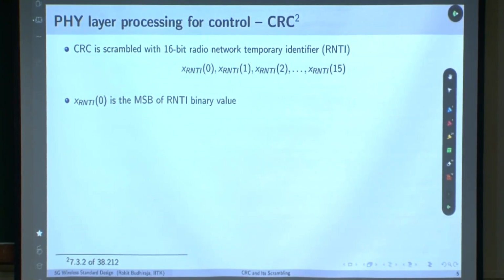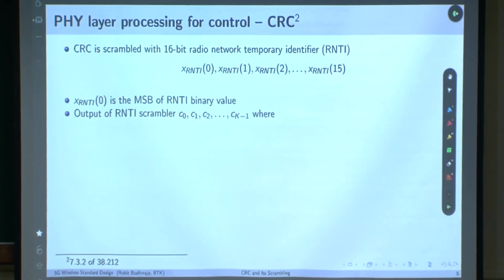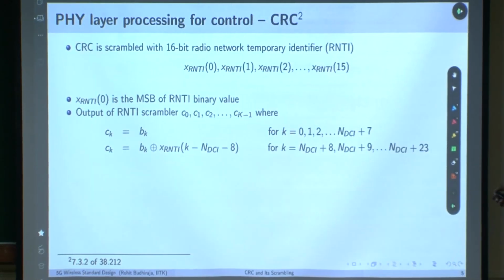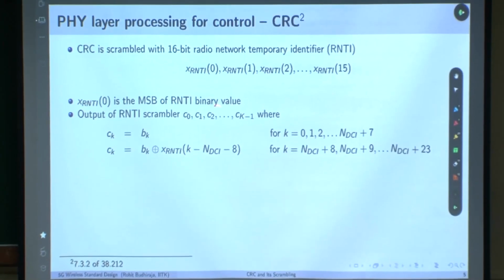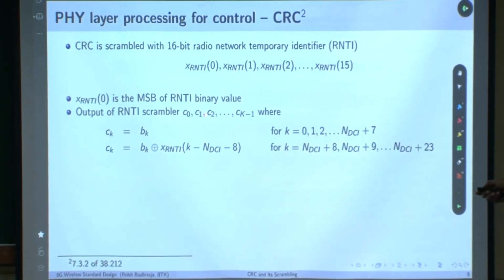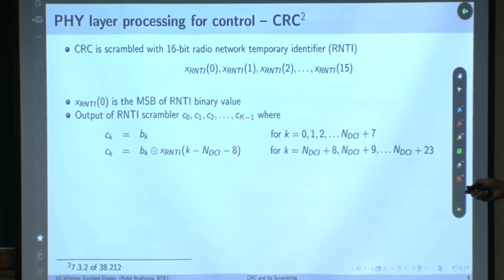So what is happening here? The output of this RNTI scrambler is denoted as C, C0 to CK minus 1. K is A plus, did we denote K? This is B. Yeah, it should be B. Why should it be B? Because of what we are doing. You look at this output, the output of the RNTI scrambler. What is this output? You look at this, that's what will tell you what this should be.